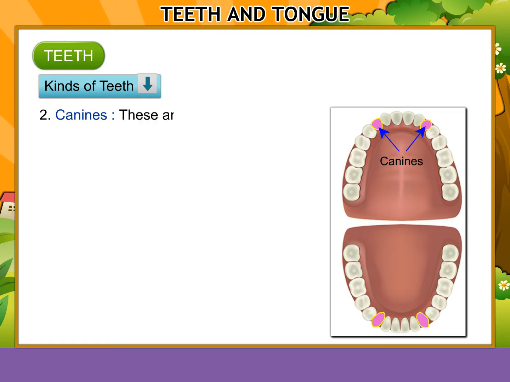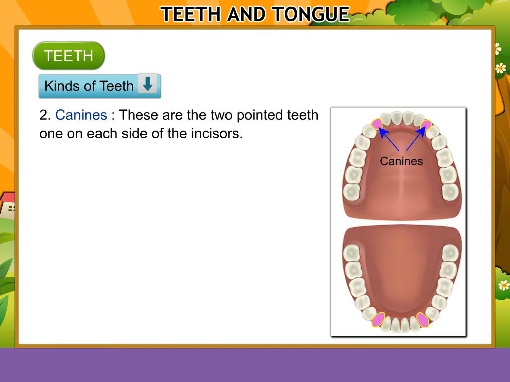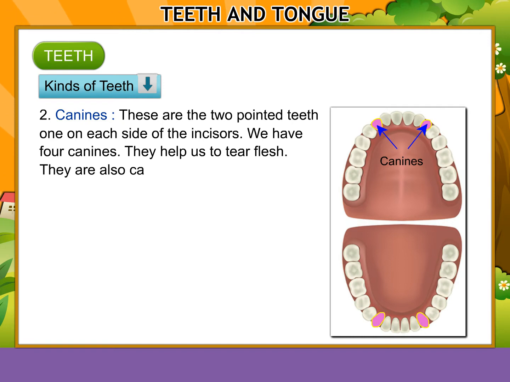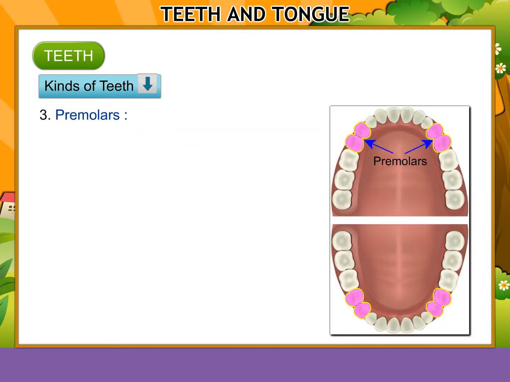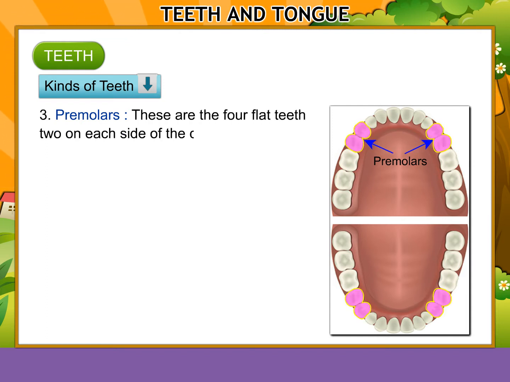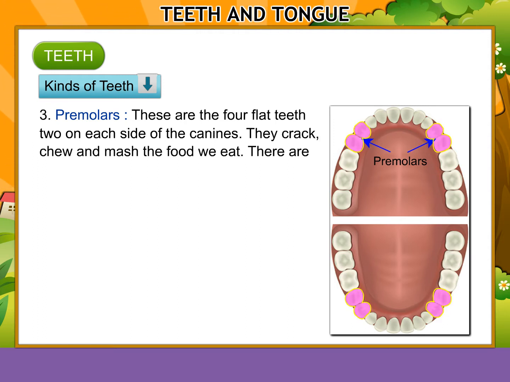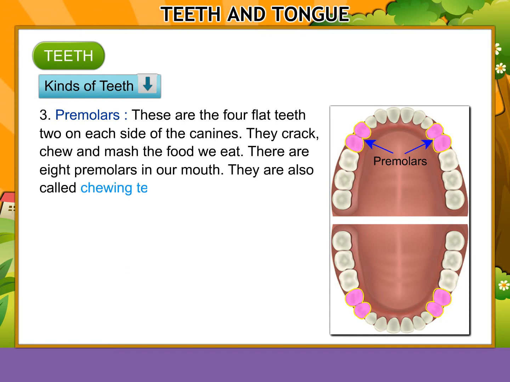Canines. These are the 2 pointed teeth, one on each side of the incisors. We have 4 canines. They help us to tear flesh. They are also called tearing teeth. Premolars. These are the 4 flat teeth, 2 on each side of the canines. They crack, chew and mash the food we eat. There are 8 premolars in our mouth. They are also called chewing teeth.